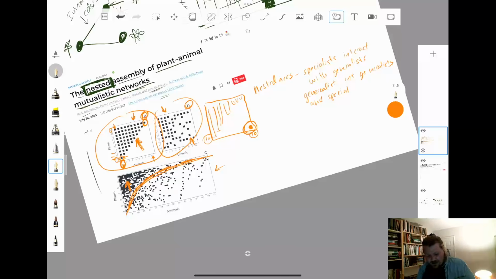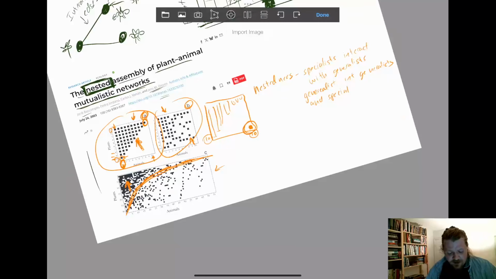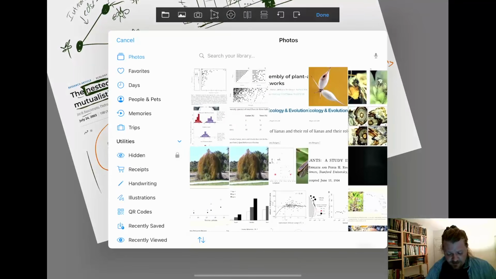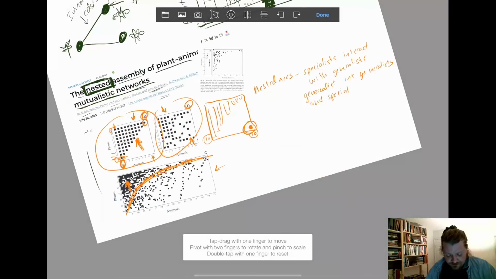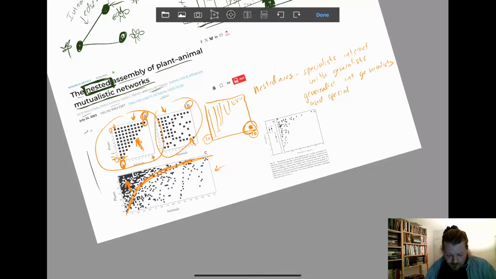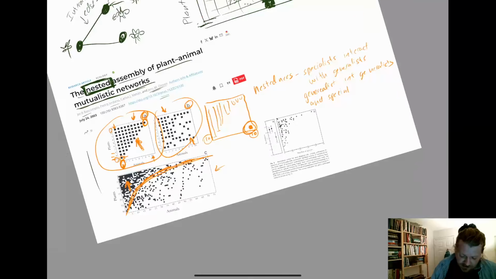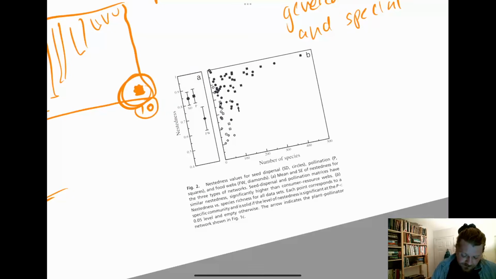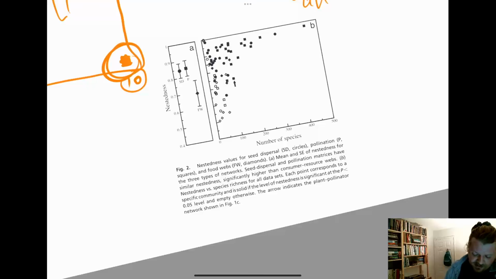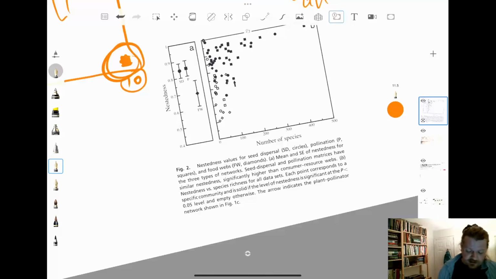So here's evidence of that. Let's look at the picture. This is the real key figure from this paper. There's a bunch of key figures, but my favorite one is here. Let's zoom in on this figure. So this is figure 2 from this paper. And they show you a bunch of different kinds of networks, right? And we can read the caption here and figure out what's going on.